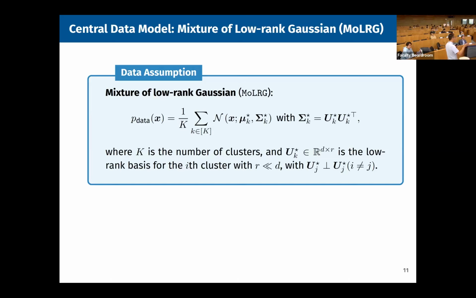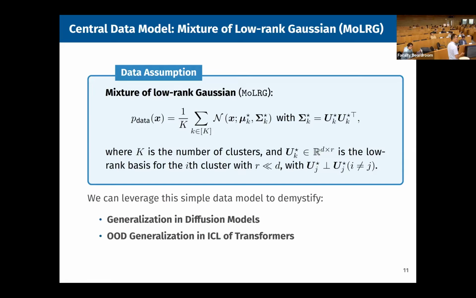So essentially, this is a little bit mathematical, but in your mind, this mixture of low-rank Gaussian is basically data drawn on a union of subspaces, where each subspace is a Gaussian. And we'll talk about this in more detail later. So we are trying to leverage this simple data model to demystify generalization in diffusion models and also out-of-distribution generalization of in-context learning.